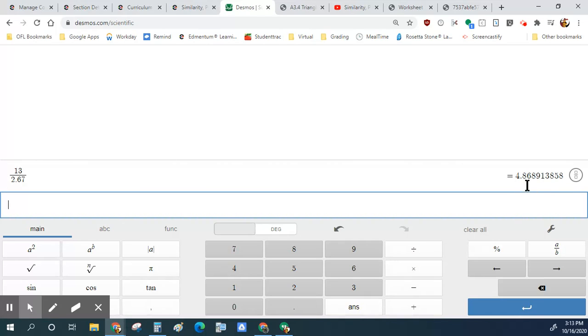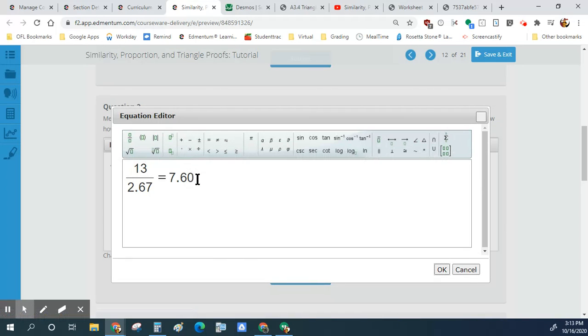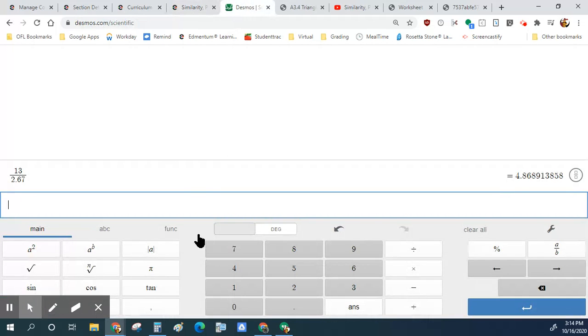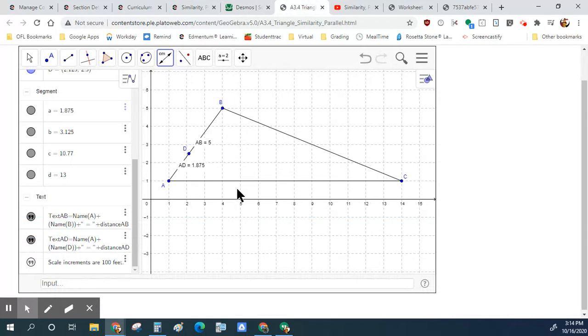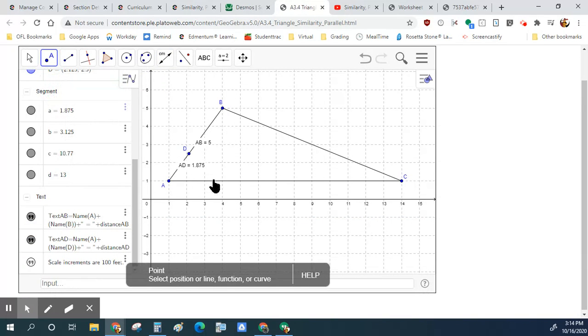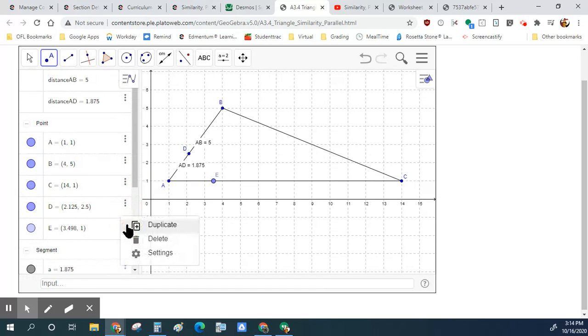So I get about 4.87. So this is going to be about 4.87. Again, I'm pretty sure I might have made a mistake there too, but just to not risk it, I'm just going to go here. So I need to make that point E. That point E should be somewhere on this line. And I'm going to adjust this point here.